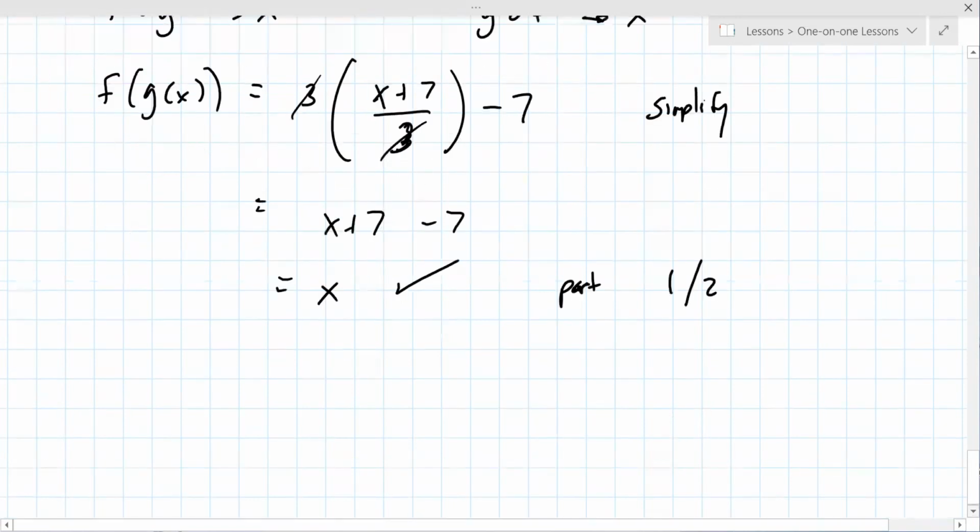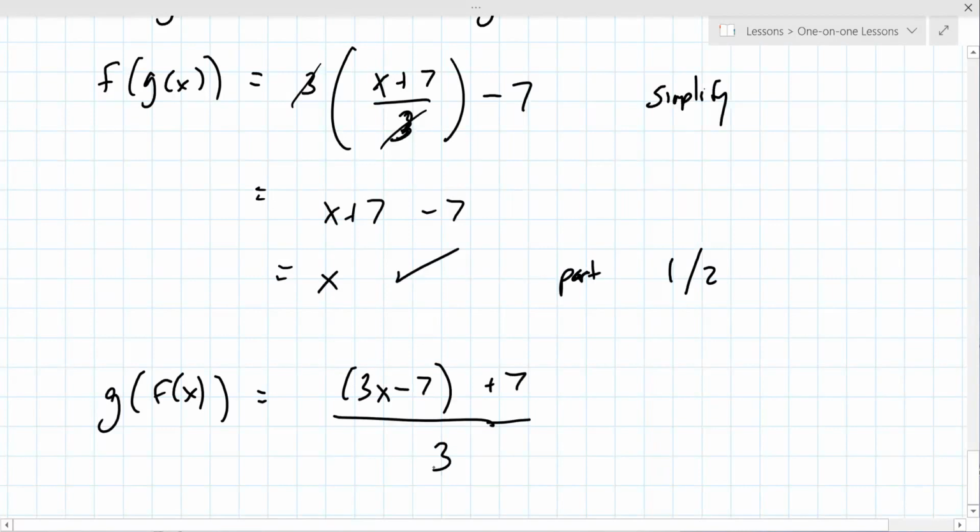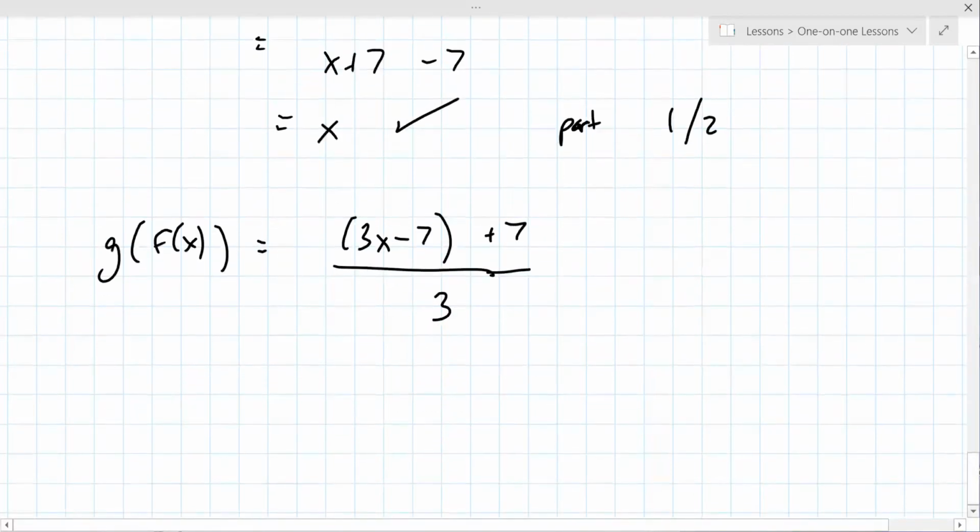So now we've got to find the other one. g of f of x, which this time means to take whatever f of x is, which is 3x minus 7, and put it in for x. So it's (3x minus 7) in for x, plus 7, over 3. And then we simplify this. The numerator becomes just 3x over 3, which becomes x. So they are inverses.